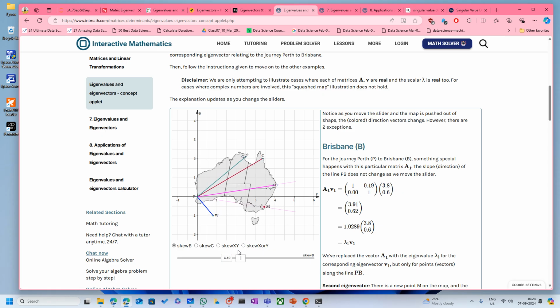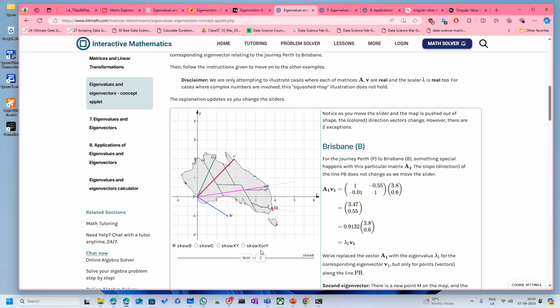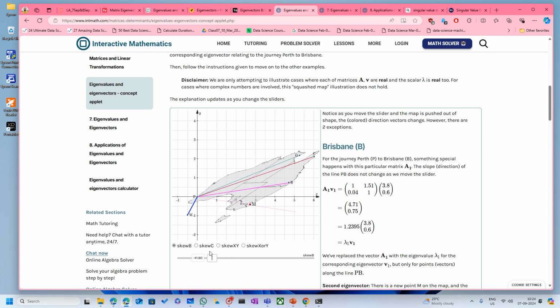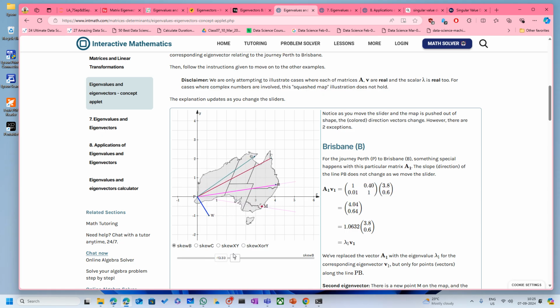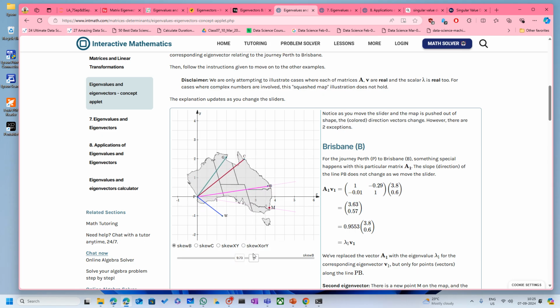Notice in the map, PG and PC are moving. They are stretching as well as moving, whereas PB and PM are only stretching, not moving. Not moving as in they are not changing direction anywhere. Such vectors are called eigenvectors.